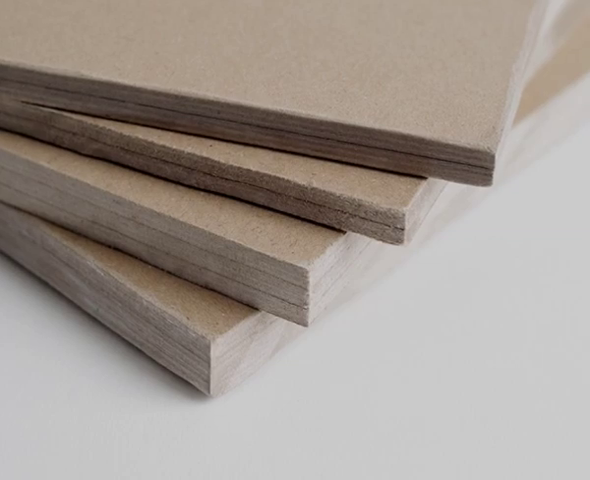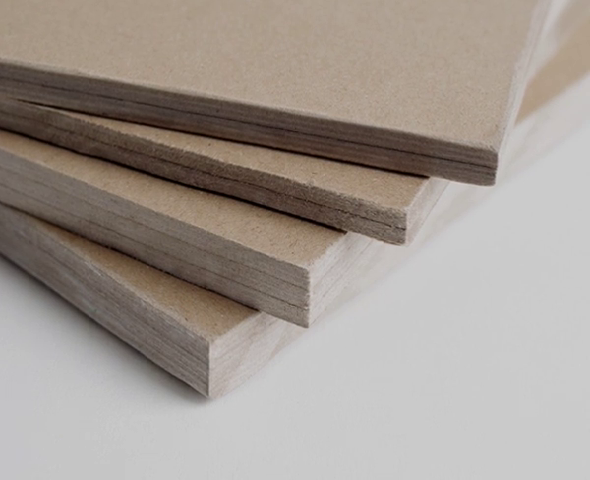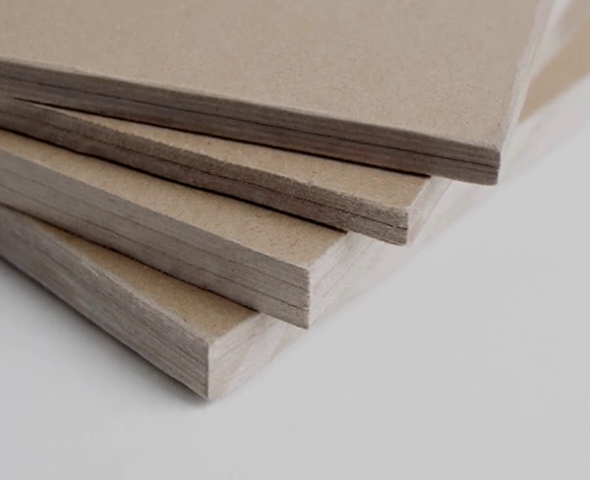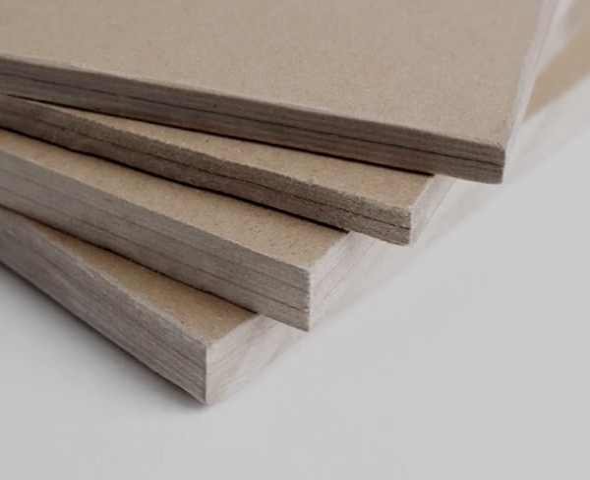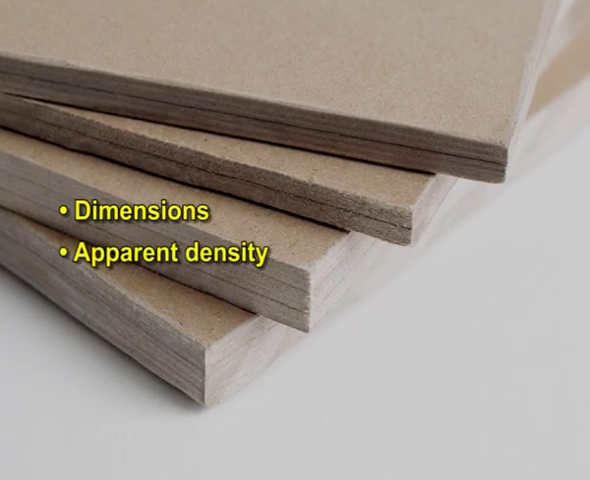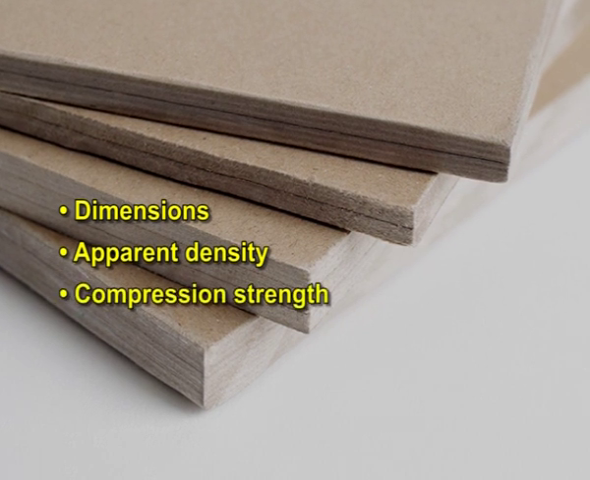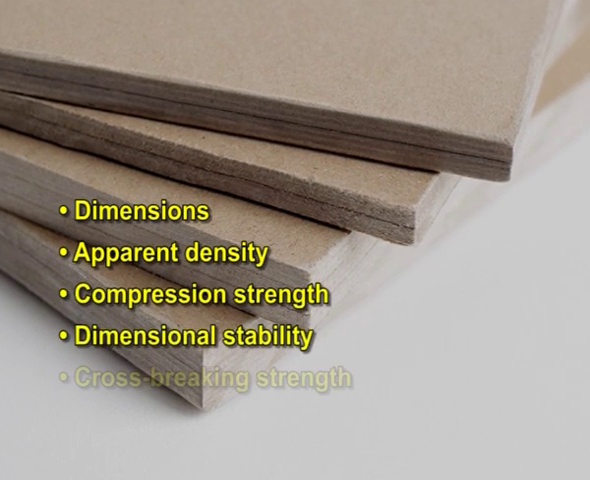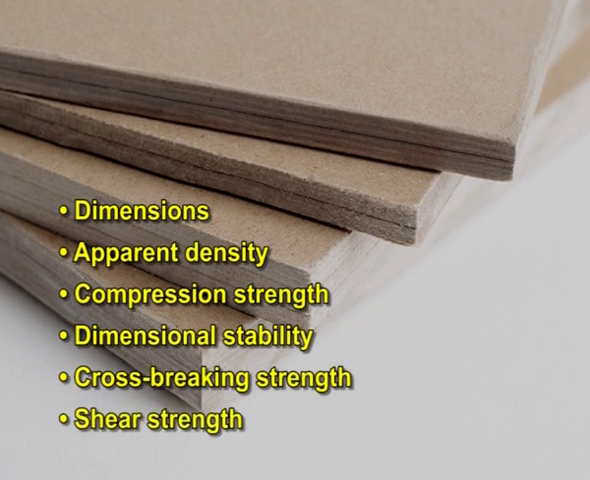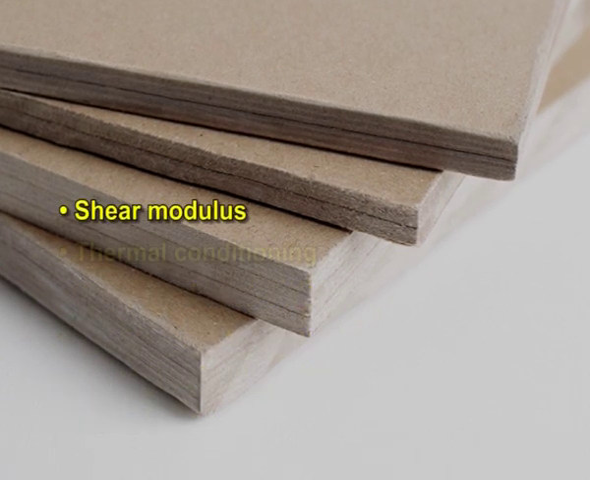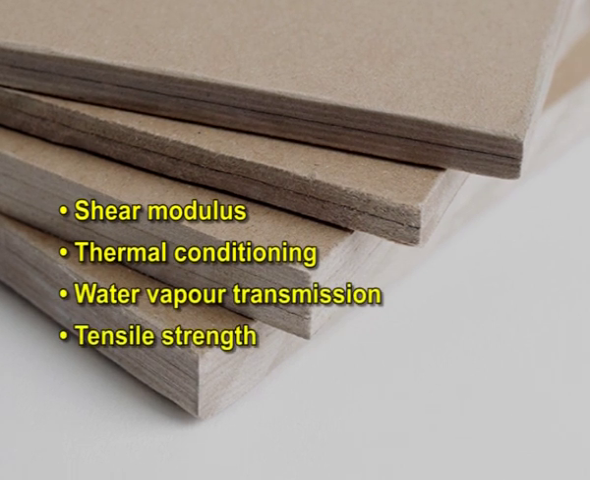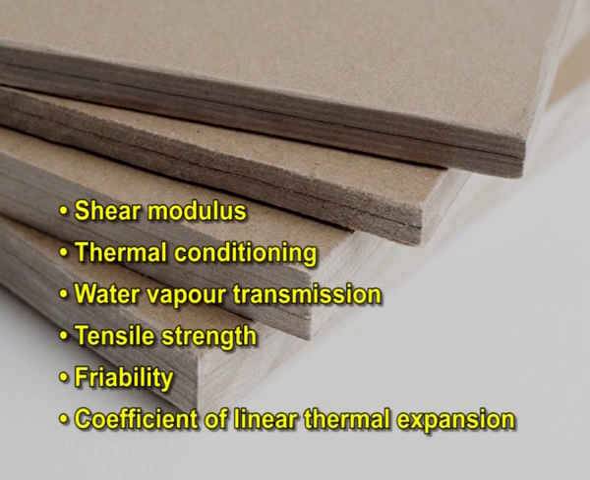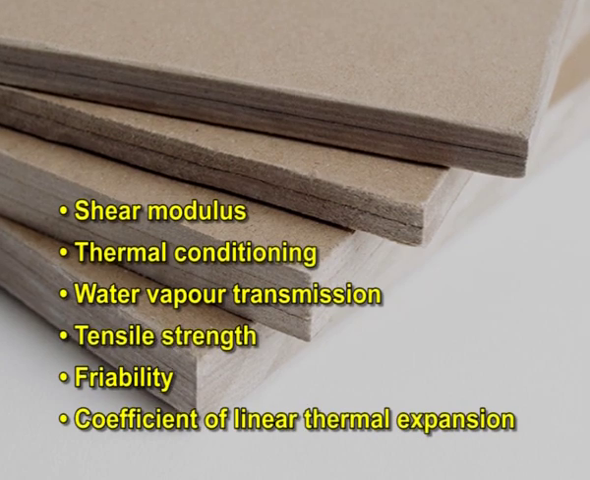These are methods of test for rigid cellular materials. There are 14 different test methods for aspects of the physical properties: dimensions, apparent density, compression strength, dimension stability, cross-breaking strength, shear modulus, thermal conditions, water vapor transmission, tensile strength, friability, and coefficient of linear thermal expansion.